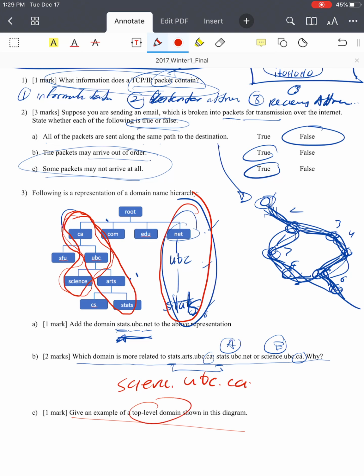Okay, give an example of a top-level domain shown in this graph. Top-level domain, you're looking for these ones right here: CA, com, edu, or net.